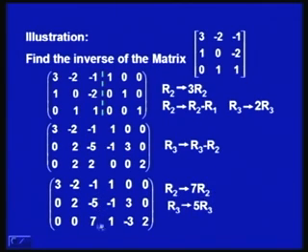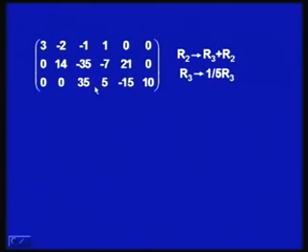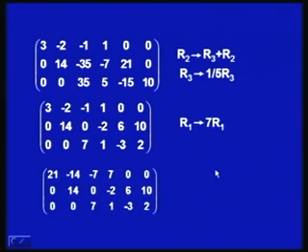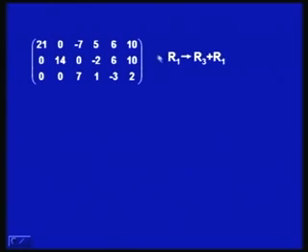So R2 is 7 times R2 and R3 is 5 times R3, and that will make the two coefficients equal. So when you add the two, this will become 0, and R3 is again 1 by 5 R3, so that becomes 7, and we apply another transformation. R1 is 7 times R1, so that this will become 0. In the next step when we add R2 and R1, this will become 0, and finally R3 plus R1, so this term will also become 0.